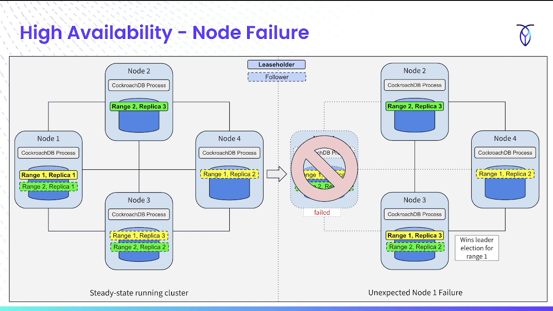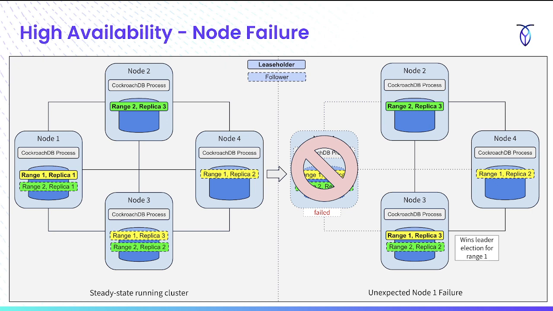So how about a node failure scenario? Well, on the left side, we have a steady state running cluster, similar to what we had before. But on the right side, we see that we have a failed node, and we didn't have a chance to gracefully drain that node. So there's really two types of lease transfers. There's cooperative ones that happen when nodes communicate with each other and are able to cooperatively transfer the lease. And then there's uncooperative, and that would be the case where you have a sudden failure.